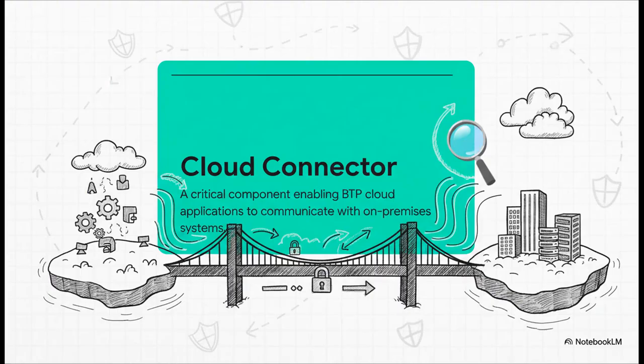Now this is a cool one. The Cloud Connector is exactly what it looks like, a secure bridge. If you're running what we call a hybrid setup, this piece of tech is absolutely critical. It lets your modern, shiny cloud apps on BTP talk securely to your good old on-premise systems, the servers humming away in your own data center. Without this bridge, that conversation just doesn't happen, and that can have a massive impact on the business.